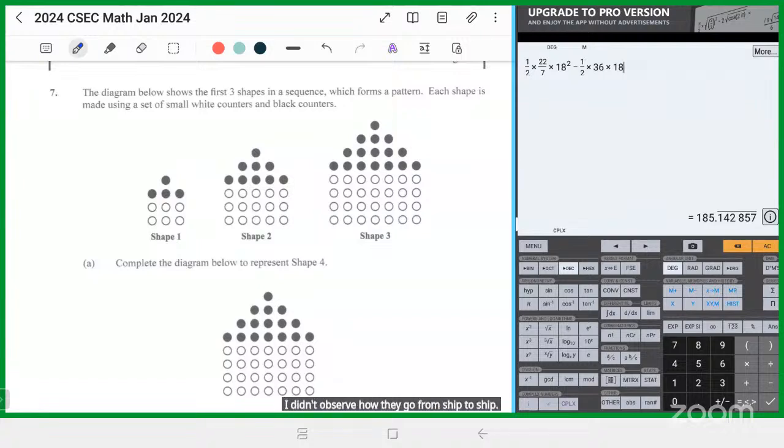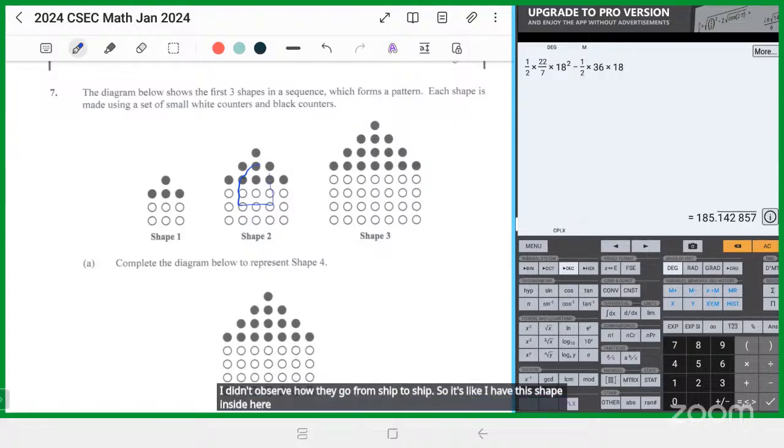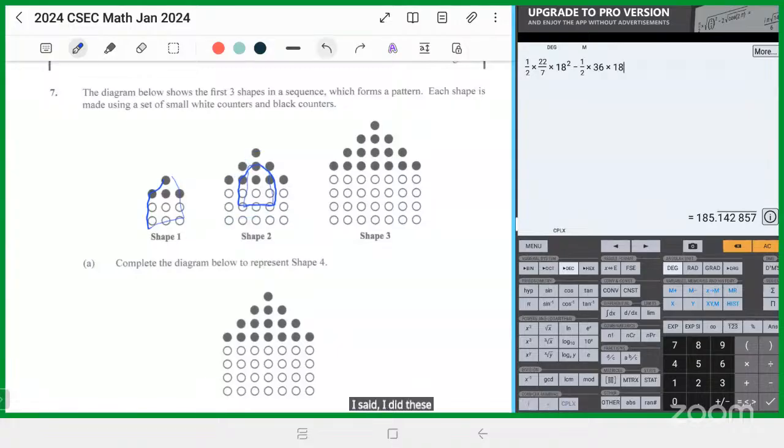So it's like they have this shape inside here. This one is what we had here before. And so they added these counters around it to get the next shape. They added these around it. So what I'm putting in red is what was added around.